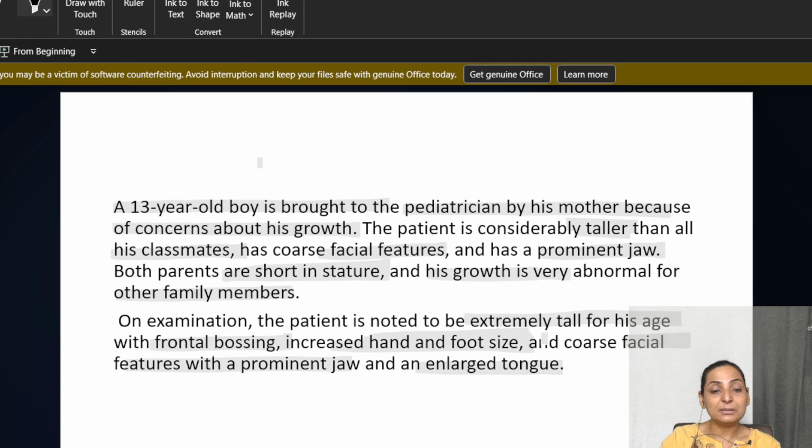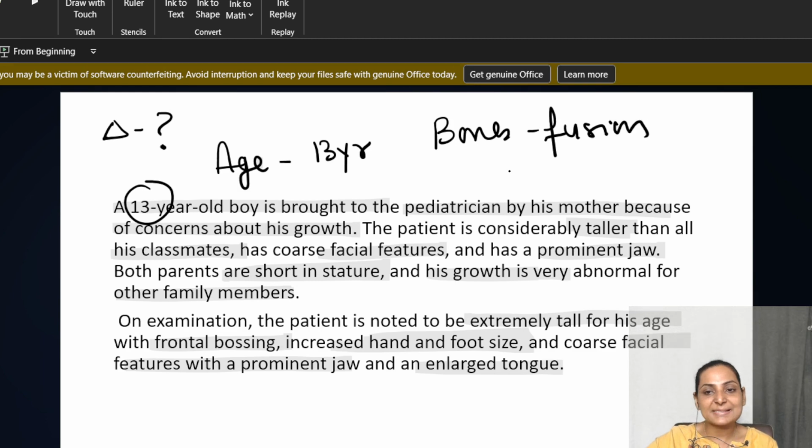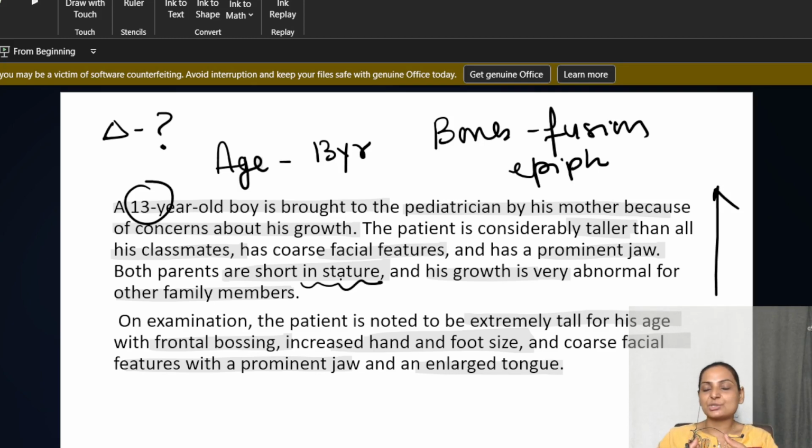Now, what is the diagnosis of this patient? How are you going to approach? The first thing to be approached is age. The age of the boy is 13 years. That means the age where the epiphysis fusion has not taken place. That means there is still a possibility of linear growth. Second, parents are short in stature. So if both parents are short in stature, the boy, according to constitutional growth, will not grow very tall, isn't it? It is inheritance. So he is not supposed to grow very tall, but he is growing very tall.